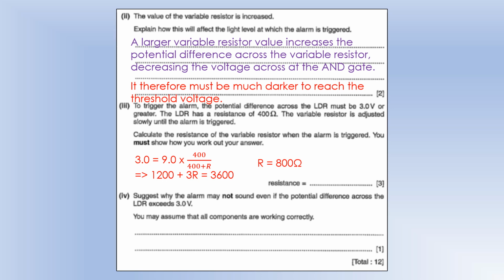Suggest why the alarm may not sound even if the potential difference exceeds 3 volts. Well, what if the motion sensor isn't activated? You can see it's an AND gate, so we need the movement sensor to be activated for the alarm to turn on. So if it isn't, then even if this goes to 3 volts, it's not going to turn on.